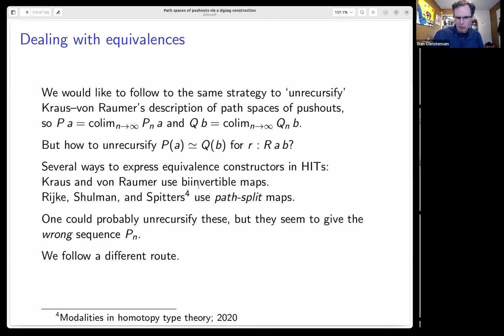Right. So maybe one way to say it is that you would get some PNAs and some QNBs whose colimit is the right thing, but they're not as useful. They don't have good properties that let you prove things about their colimits. So wrong is kind of provocative, or I'd say very technical, but that's very interesting.